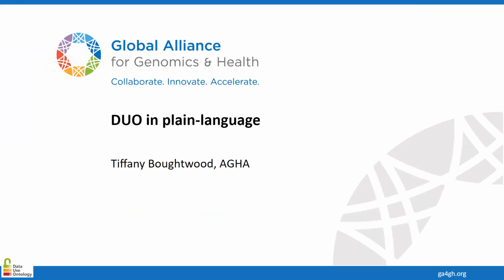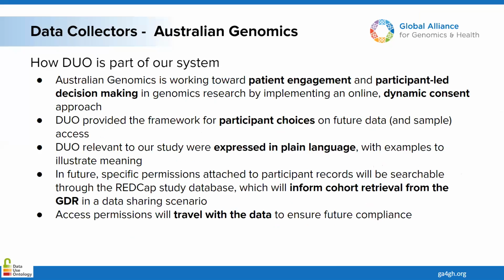Thank you. It's an absolute pleasure to be participating in this discussion today. My name's Tiffany Bortwood. I'm here today representing Australian Genomics, which is the National Genomic Research Initiative in Australia. And we're in the process of enrolling thousands of participants into a range of clinical projects looking at rare diseases and cancer and reproductive carrier screening.